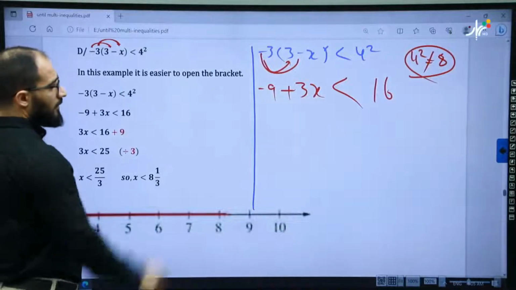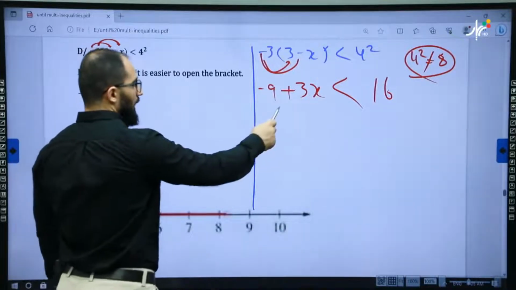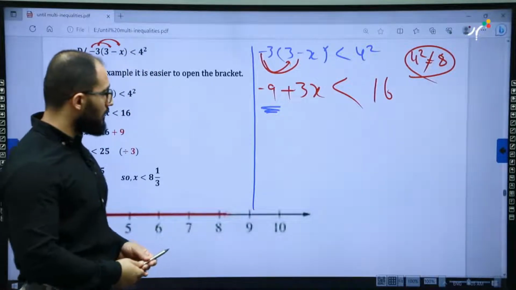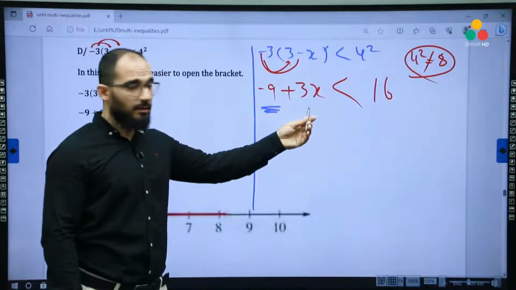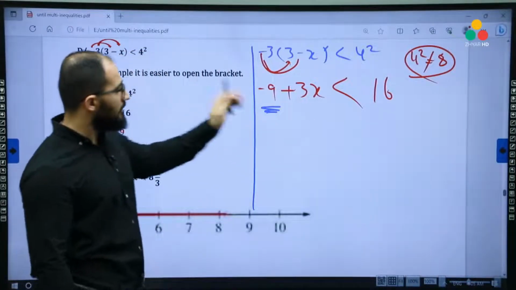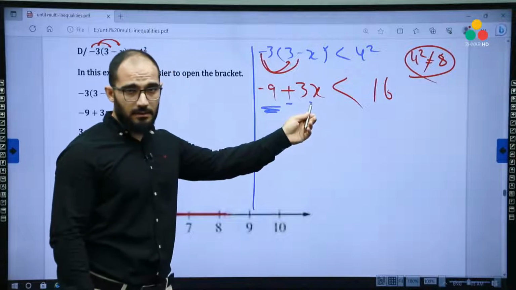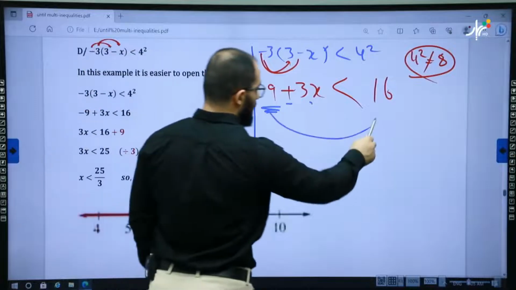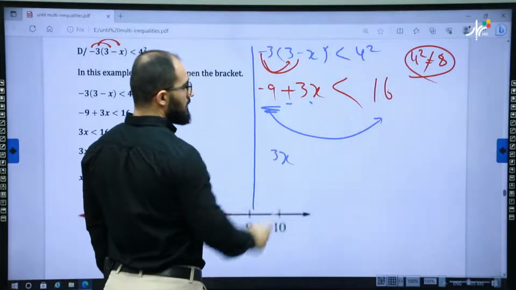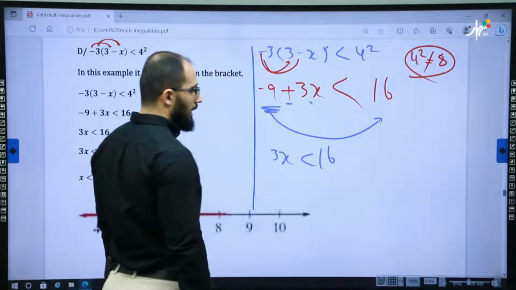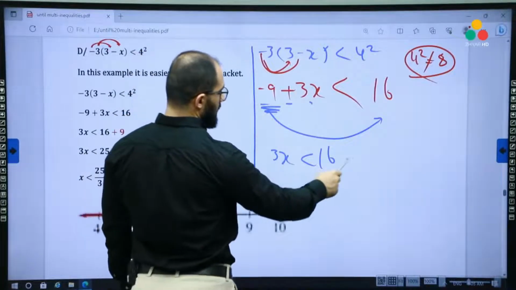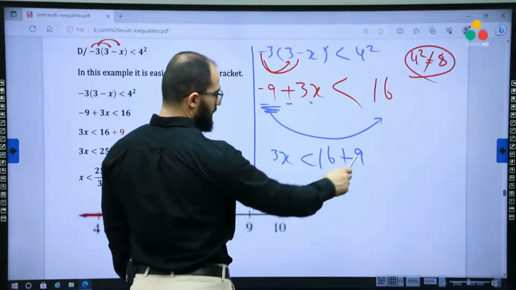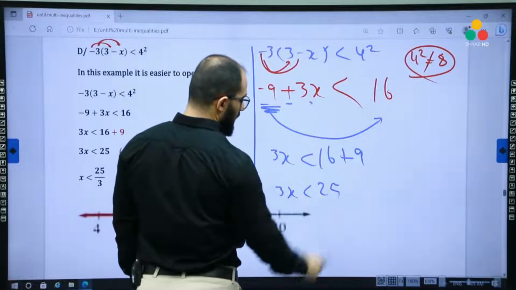Okay, so we have a multi-step inequality. We have negative 9. As always, be careful. If you want to know the sign of any number, you have to look at the left side. So that positive is for 3x. The sign of 9 is negative 9. Be careful. So move it to the other side. Write down 3x as it is, less than 16 as it is, negative 9, positive 9. So 3x less than 16 plus 9, which is 25.